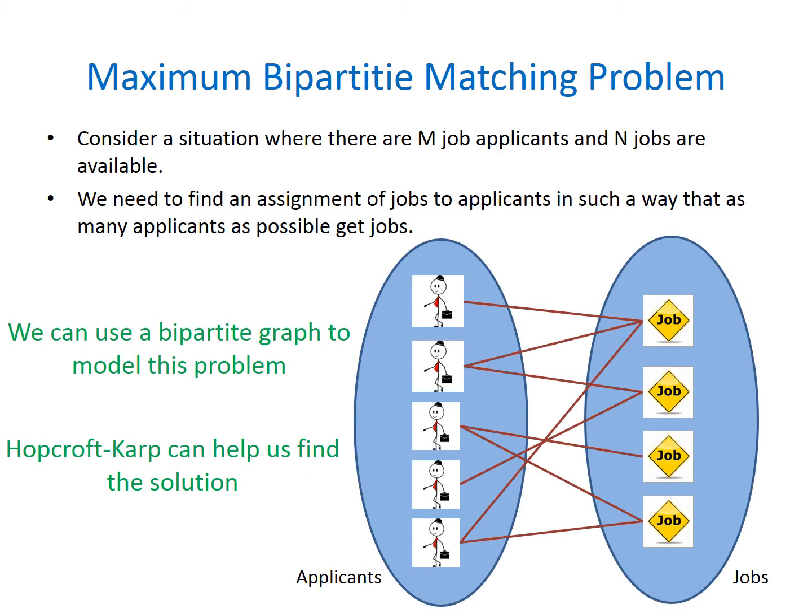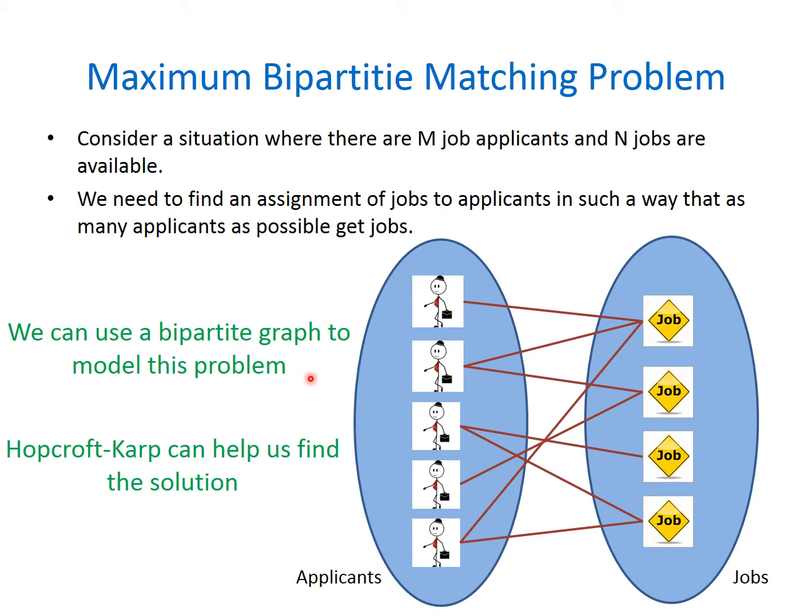The problem under consideration is the maximum bipartite matching problem. Consider a situation where there are m job applicants and n jobs are available. Each applicant has a subset of jobs he or she is interested in. Each job opening can only accept one applicant, and a job applicant can only be appointed for one job. We need to find an assignment of jobs to applicants in such a way that as many applicants as possible get jobs. We can model such problems using a bipartite graph.